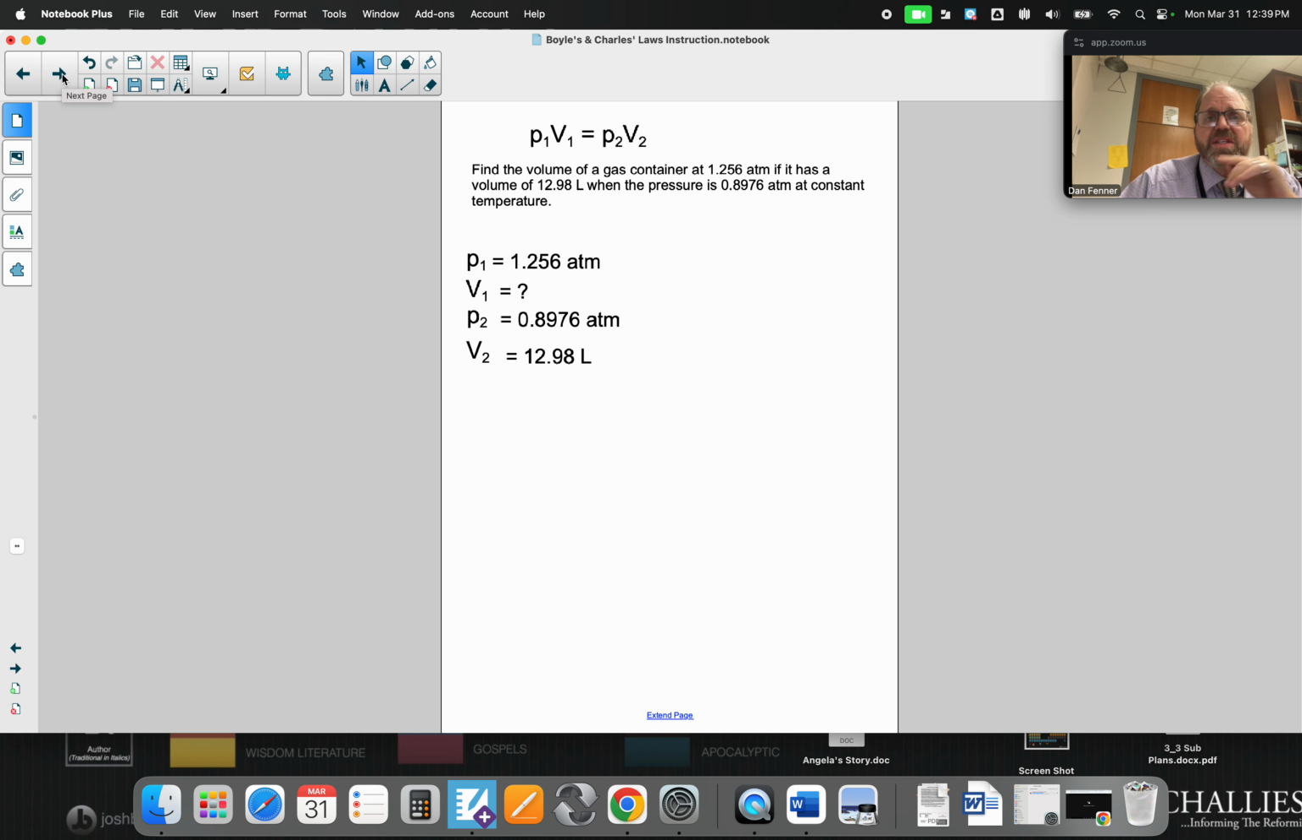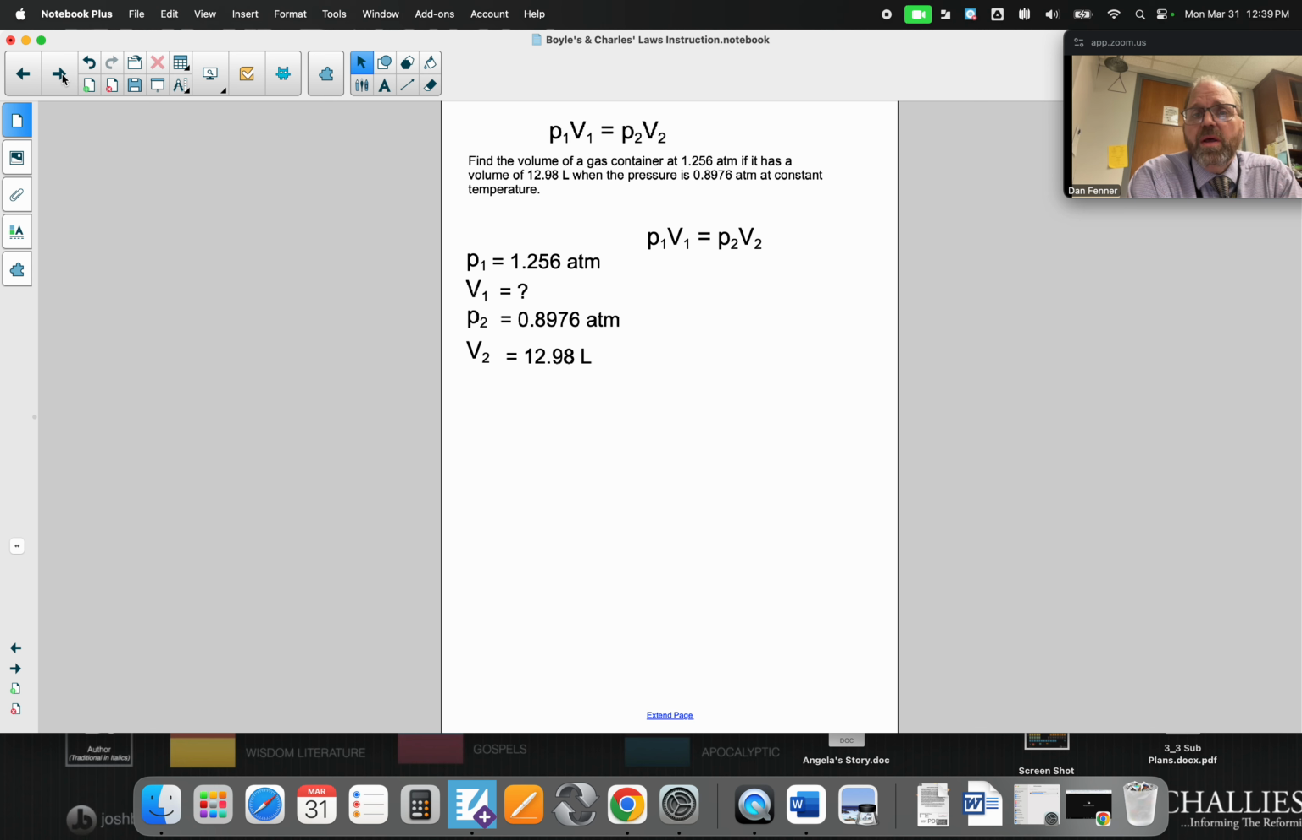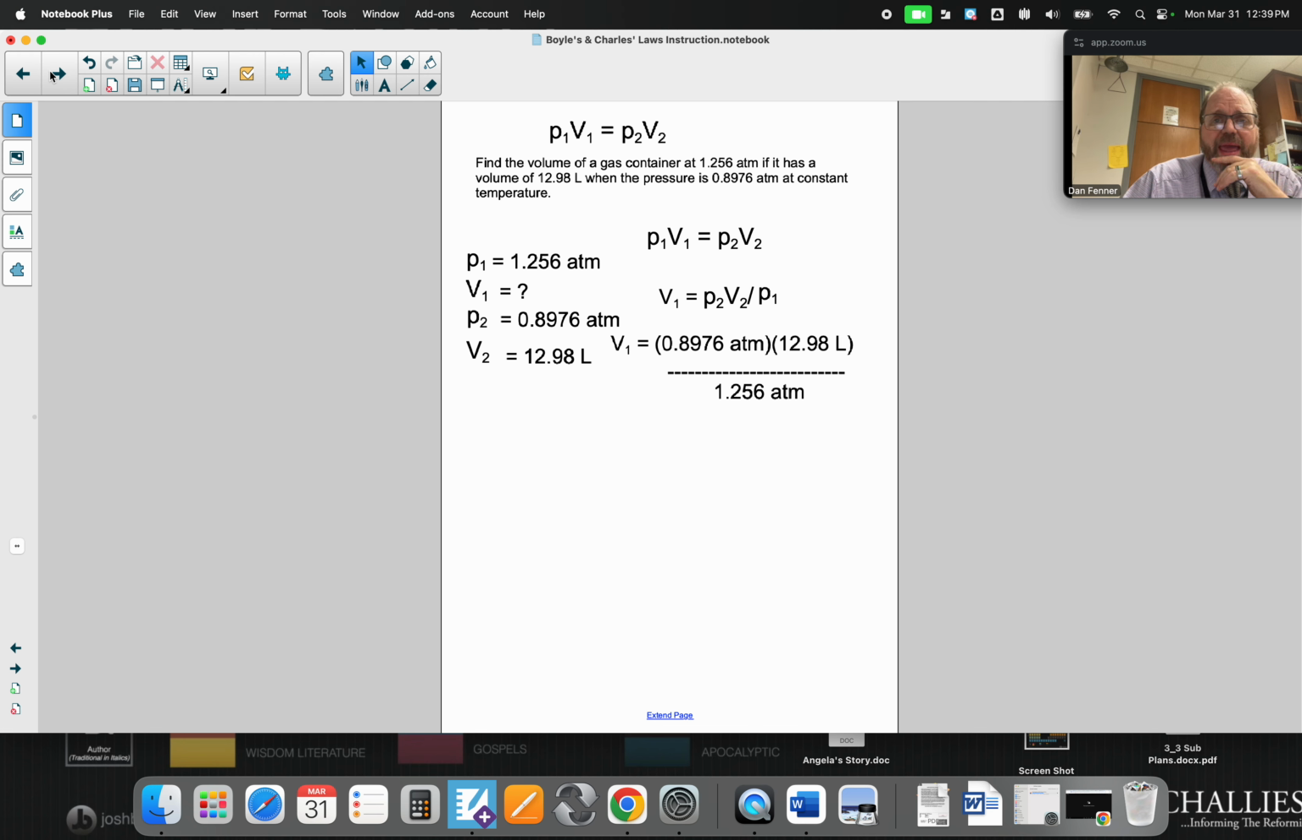Alrighty, so let's take our equation again: P1 V1 equals P2 V2, and we're solving for V1. This is multiplication, so the opposite operation is division, and it's going to go across and down. Or think of it this way: if that's a fraction, volume is in the numerator, because the opposite side is going to be the denominator. So we end up with P2 V2 over P1. Put our numbers in: 0.8976 atmospheres times 12.98 liters divided by 1.256 atmospheres. Grab your calculator and do your math.